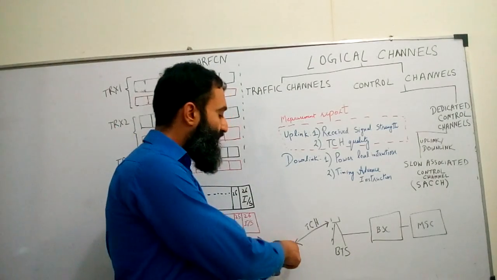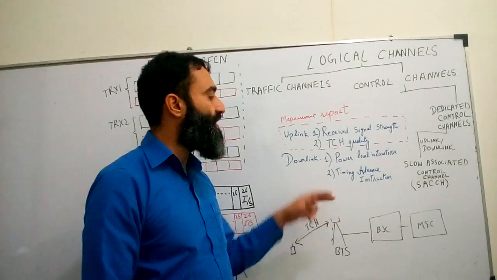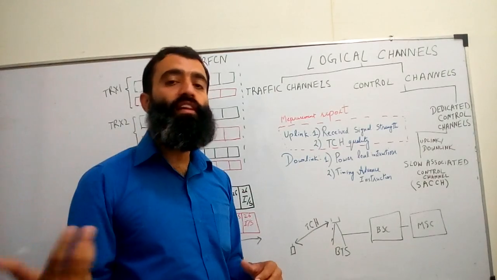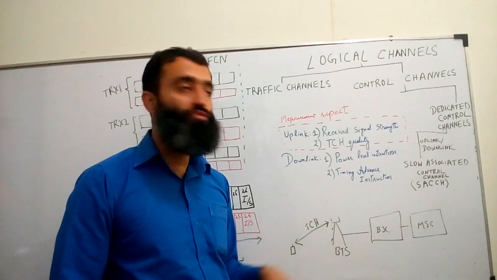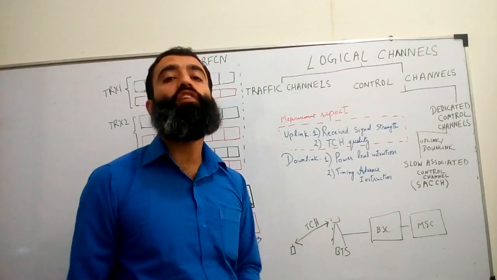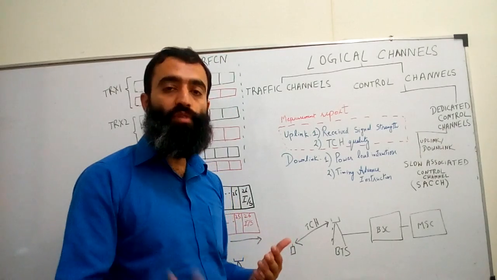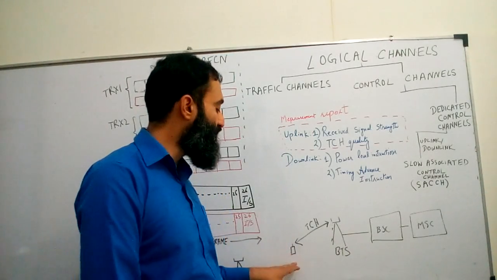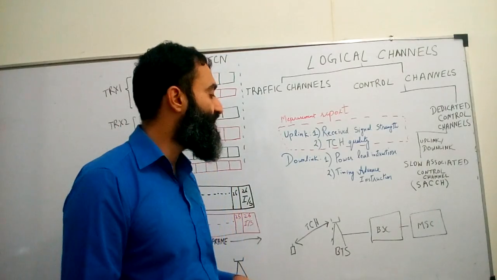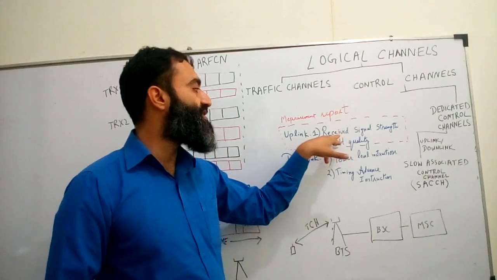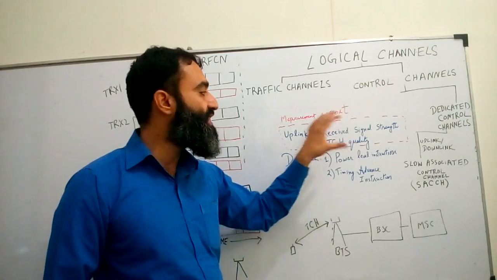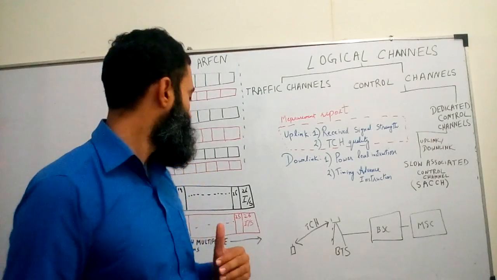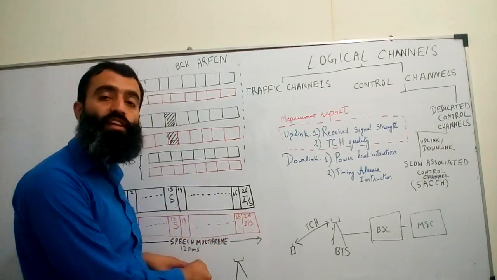Similarly, this mobile station is also sending in the uplink direction information about how many bit errors there are on the TCH channel it is using, or what the TCH quality is. This information is also important for the network, to know if there are too many bit errors on this TCH channel. These two pieces of information, received signal strength and TCH quality, are sent from the mobile station to the base station after every 120 milliseconds, because the duration of this multiframe is 120 milliseconds.